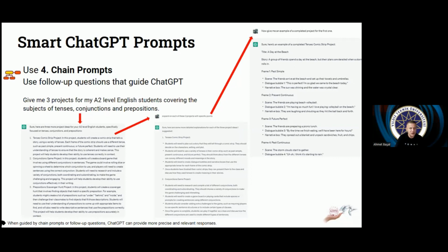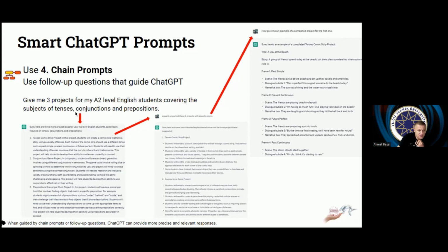By asking follow-up questions, you're not only getting more information and insights from ChatGPT, but you're also helping AI to understand what you're looking for more clearly. Here, what I want from ChatGPT is, give me 3 projects for my AI.